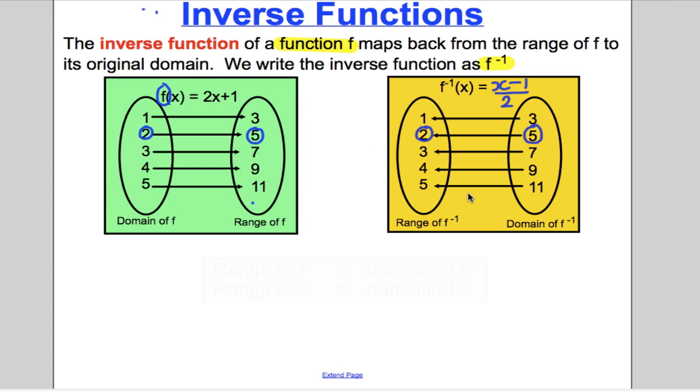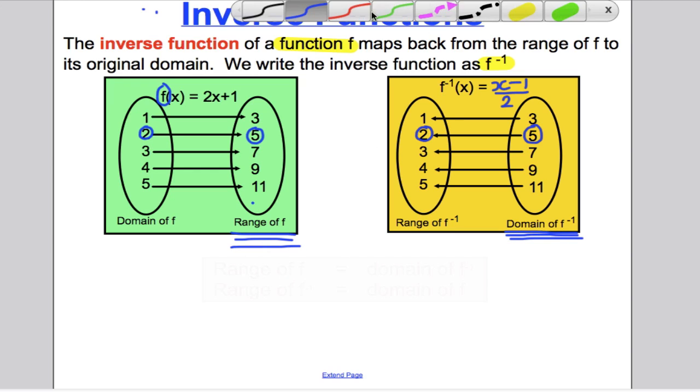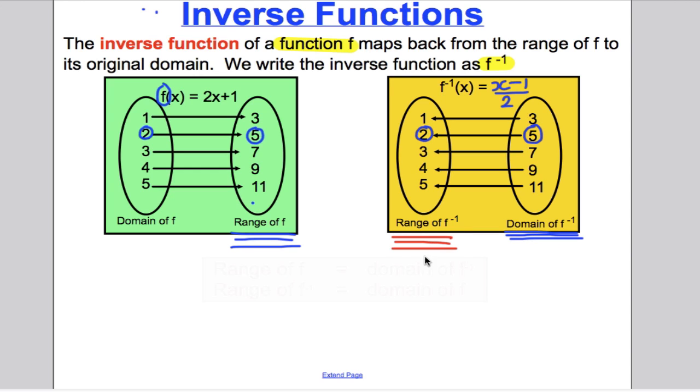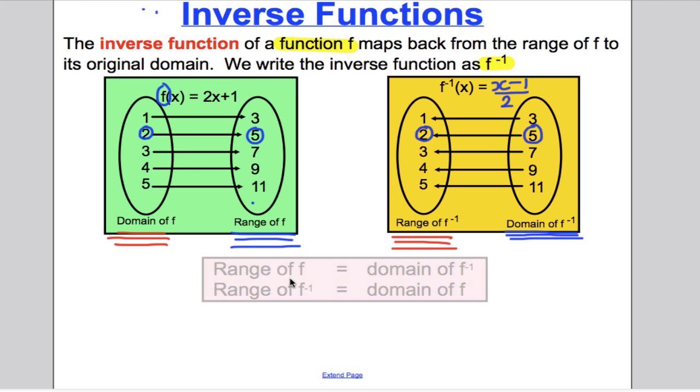Now, the domain of the inverse function, the numbers you put into the inverse function, happen to be what the range was of f, and the numbers you get out of the inverse function, the range of f to the minus 1, are the original numbers you put into f, the domain of f. It's very important that we realize this: the range of the original function is equal to the domain of the inverse function, and the range of the inverse function is the domain of the original function. This is a really important idea that I'll stress throughout the video.